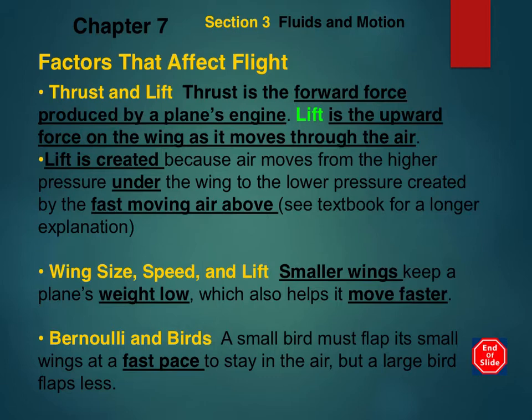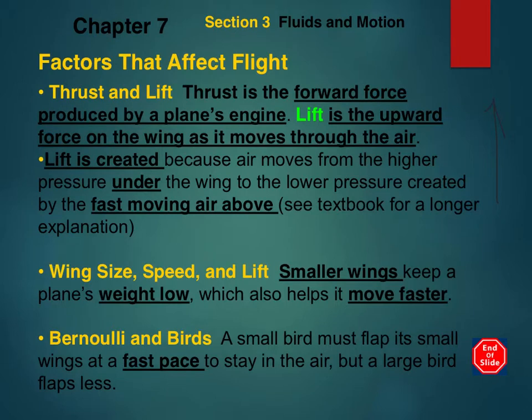Thrust is what we call moving forward by a plane's engine, right? So if you're throwing a paper airplane, your force throwing the plane is the thrust. Lift is the upward force, all right, on the wing as it moves through the air, right? So I want you to always think about lift as an upward force. So lift is created because air moves from higher pressure to lower pressure under the wing to the higher pressure above, right?